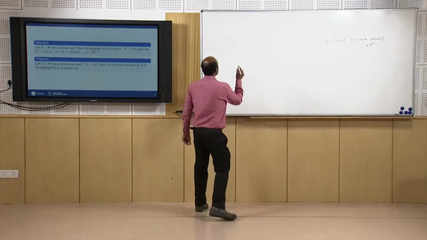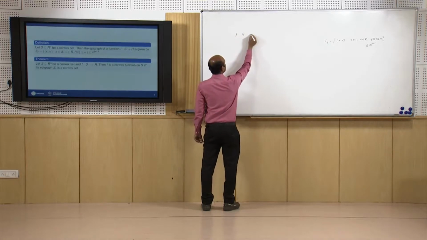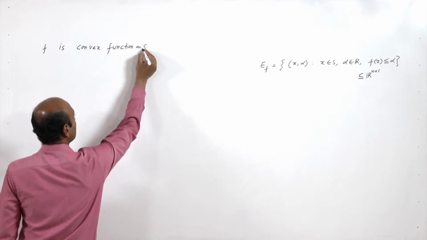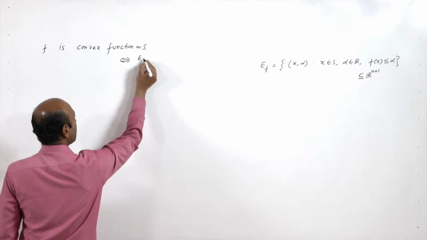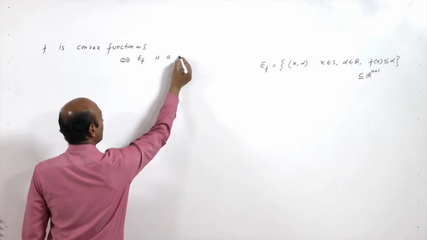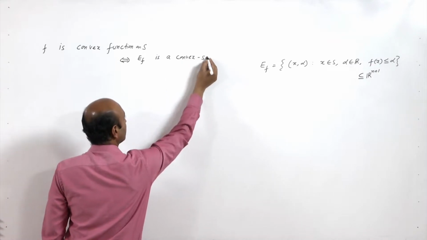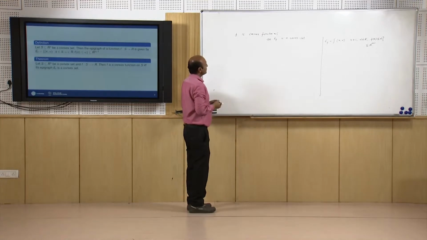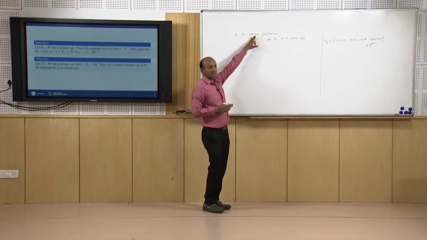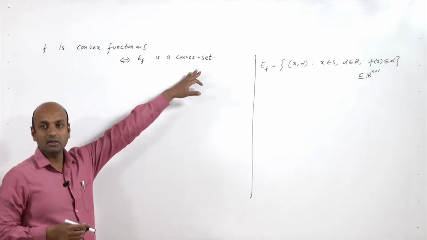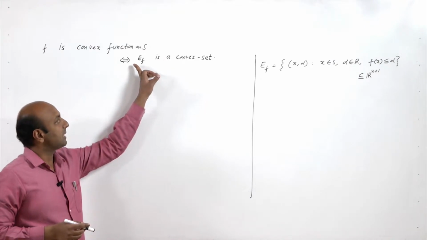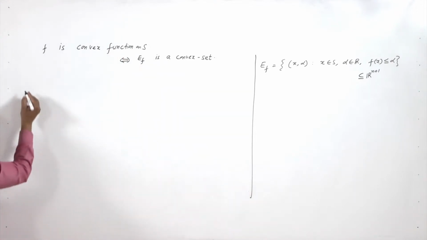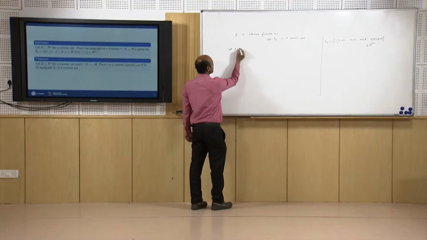Let us see. So, f is a convex function on S if and only if its epigraph is a convex set. This is to show. Now, how to show this? First, we will take that f is a convex function, and then we will try to show that its epigraph is a convex set, and then we will take that its epigraph is a convex set and try to show that the function is a convex function. Now, the first part is, let f be a convex function on S.